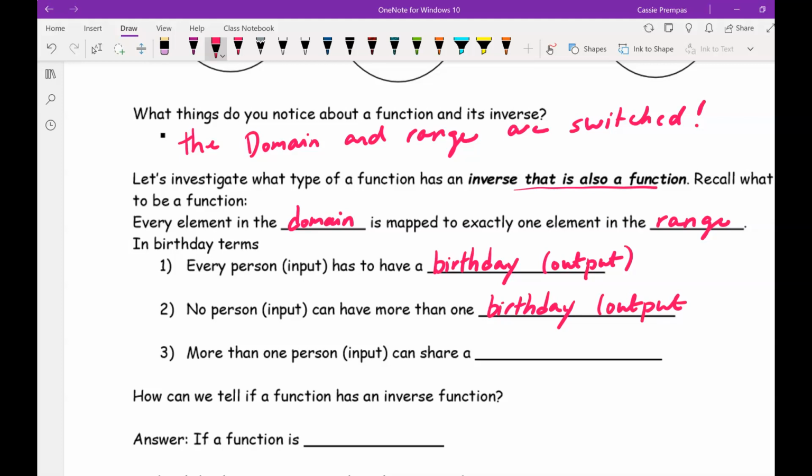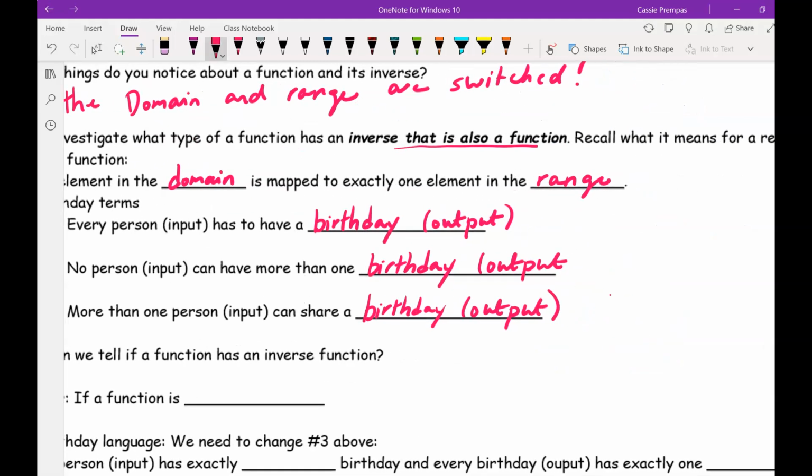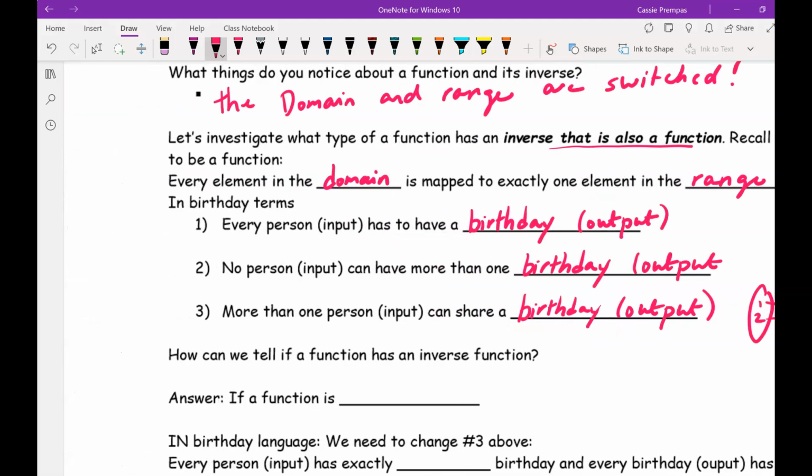And then lastly, number 3, more than one person can share a birthday. In math terms, that would mean more than one input could share an output. Remember, you could have multiple arrows coming from one x. In fact, some of us are more visual, so I'll show what that looks like. You could have multiple arrows coming to the same y, right? More than one person can share a birthday.